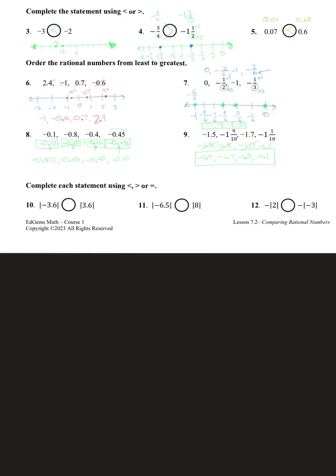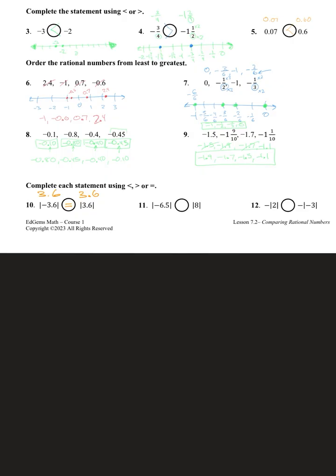All right, moving on. So for numbers 10 through 12, it says complete each statement with less than, greater than, or equal. So absolute value, remember, is a number's distance from 0. On number 10, you've got the absolute value of negative 3.6. You want to compare that to the absolute value of 3.6. Well, the absolute value of negative 3.6 is, guess what? 3.6. And the absolute value of positive 3.6 is 3.6. So which number is smaller? Neither one of these is smaller. Neither one is bigger. They're both equal to each other, because you're talking absolute value, which is the number's distance from 0.